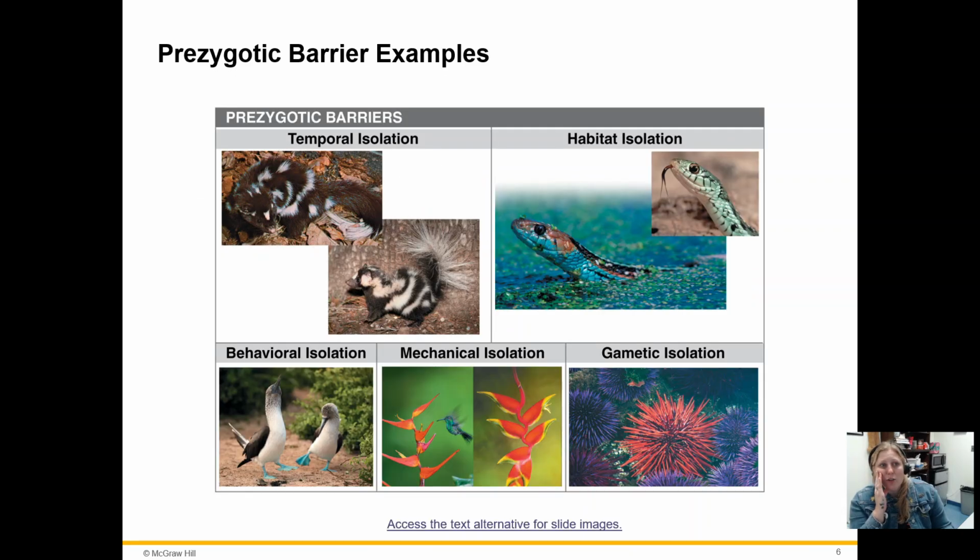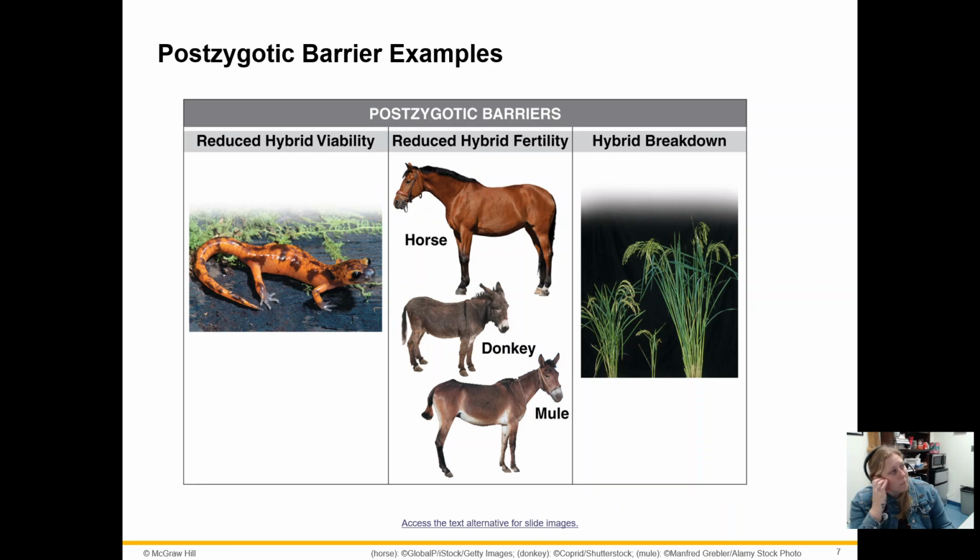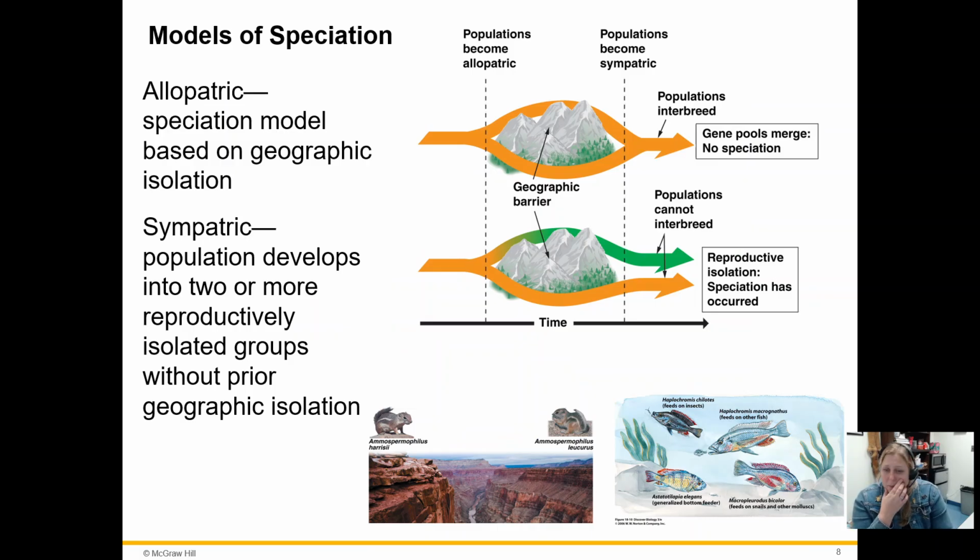Okay, so those are your pre-zygotic and post-zygotic barriers. Do make sure you know them and do make sure you can give examples for each. Okay, we are going to move on to some of the models of speciation here then.